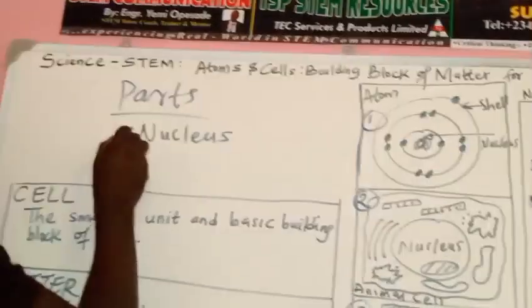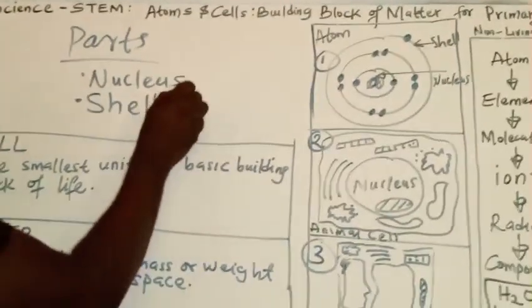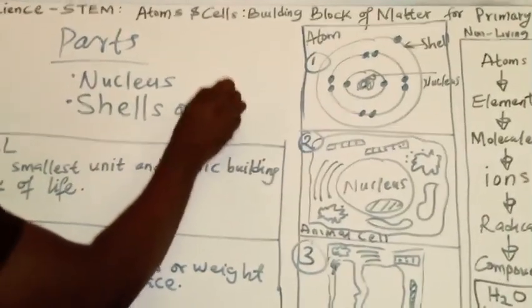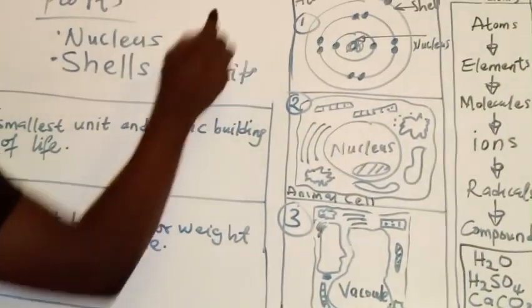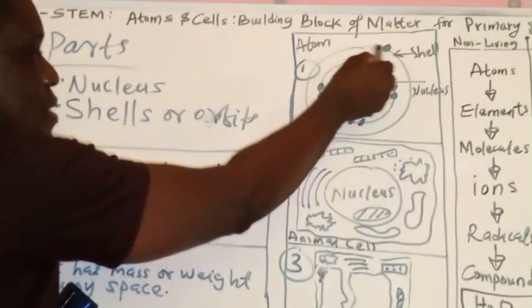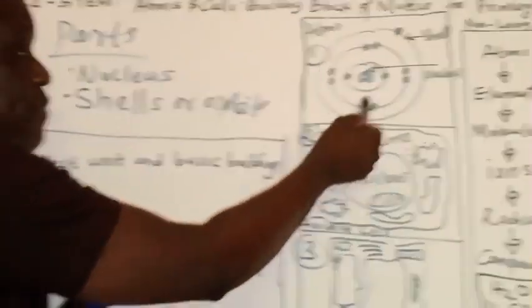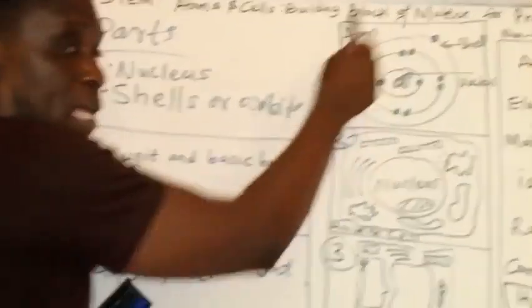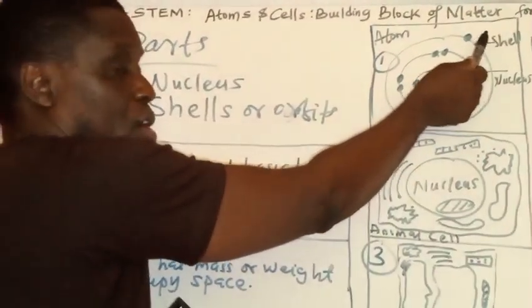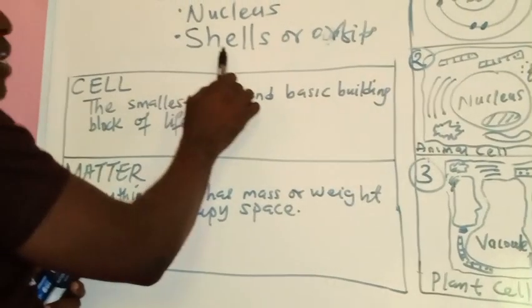Then we have the second part of an atom, the shells or orbits. Those are the ones that look cyclic, like circles. Like for the sodium atom, we have 3 of them: 1, 2, and what? 3. We call them orbits or shells. So an atom has 2 major parts, the nucleus and the shell.